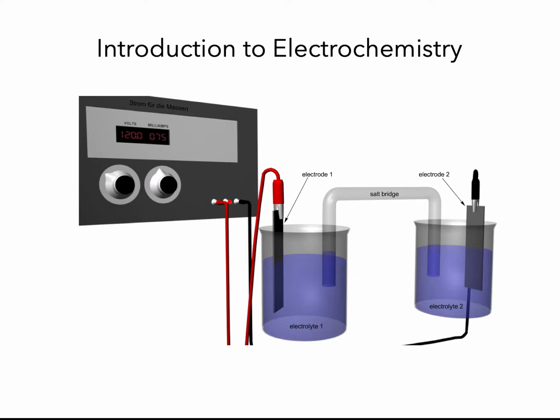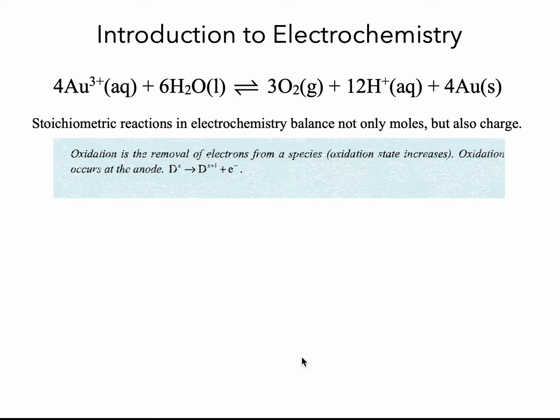As always, there are conservation laws. Not only do we have to conserve energy and mass, just as in thermochemistry, we also have to conserve charge. In electrochemistry, if there are 12 positive charges on the left-hand side, there better be 12 positive charges on the right-hand side.